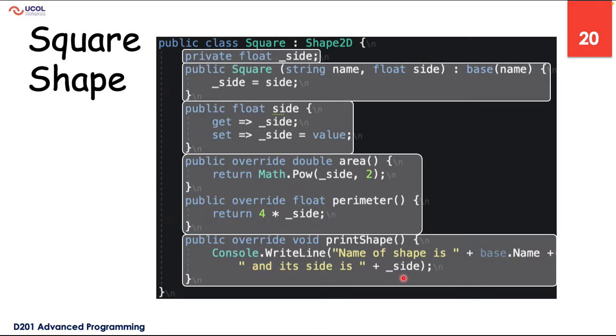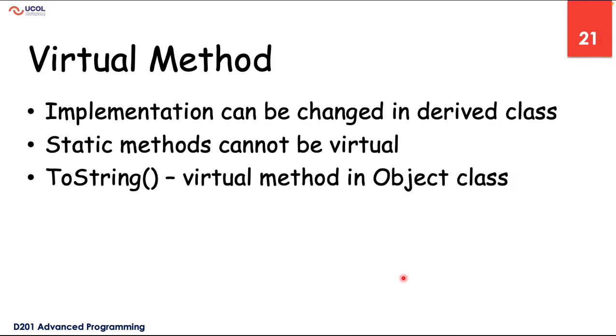So now we are changing that particular specific virtual method or the virtual behavior inside the child class so that it is more suitable for the actual class rather than giving just a generic name of the method. So virtual method implementation can be changed in the derived classes. Static methods cannot be virtual. We can't have a virtual method which is also static.